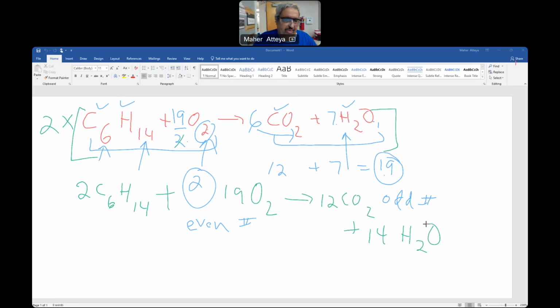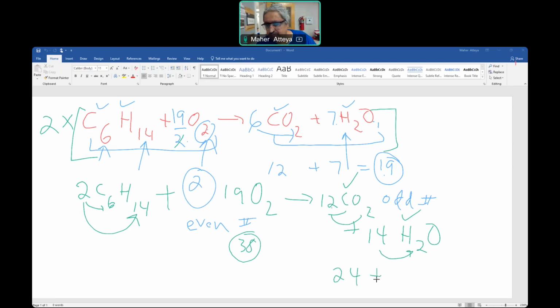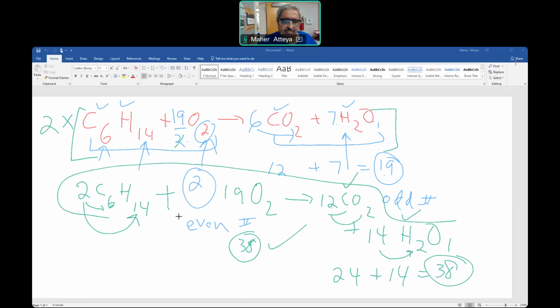Now let's look if we are correct. 2 and 6 is 12 carbon, and here we have 12, so carbon is good. Hydrogen is 2 multiplied by 4 is 28. Hydrogen is 14 multiplied by 2, 28. Oxygen is 19 multiplied by 2, 38 oxygen. Here we have 24, 12 multiplied by 2, 24, plus 14, 1 understood not written, 14, that will be 38. So 38 and 38, so this is a balanced chemical equation.